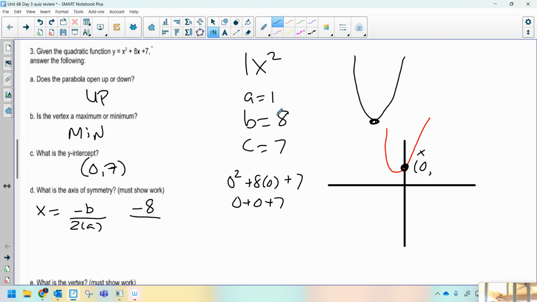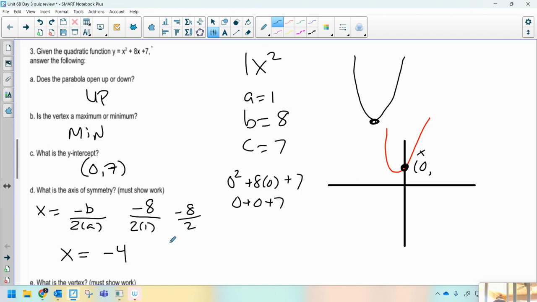If this was a negative 8x, then the opposite of negative 8 would be a positive 8. We're taking the opposite of the sign that's in front of the x. Negative 8 divided by 2 times a. Now, a is 1, and 2 times 1 is 2. So negative 8 divided by 2, what's negative 8 divided by a positive 2? The answer is negative 4. That's our axis of symmetry.